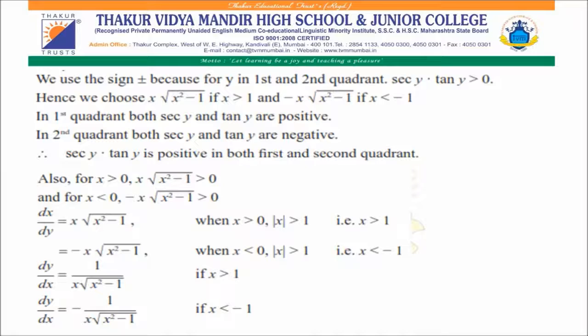Therefore dx upon dy is equal to x under root of x square minus 1 or minus x under root of x square minus 1, depending upon whether x is more than 1 or x is less than minus 1. Therefore dy by dx equals 1 upon x under root of x square minus 1.